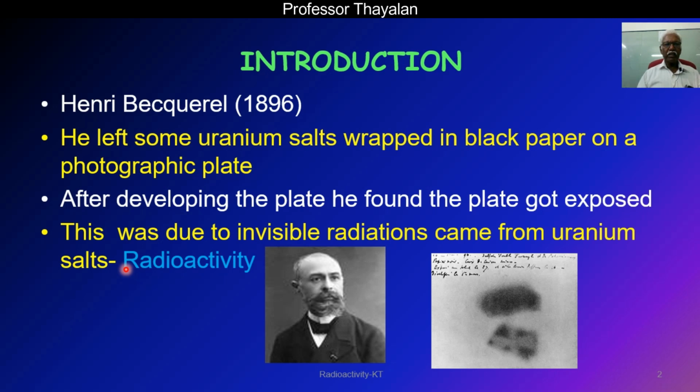Radioactivity was discovered by Henri Becquerel in 1896. He was using uranium salts wrapped in black paper and kept on a photographic plate. After developing the plate, he found that the plate got exposed. He concluded that this was due to invisible radiations coming from the uranium salts, and named it radioactivity. You can see on the right side the exposure of the photographic plate from the uranium salts.